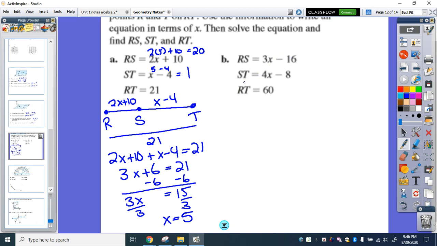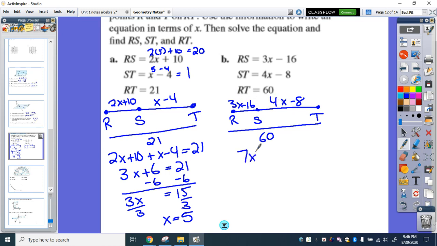Same thing goes on in part B. We can use the same line segment if we want to. So R, S, and T. So we have 3x minus 16, 4x minus 8, the whole segment, whoops, not 80, it's 60. Whole segment is 60. So if you want to add up like terms ahead of time, 3x and 4x will give us 7x.